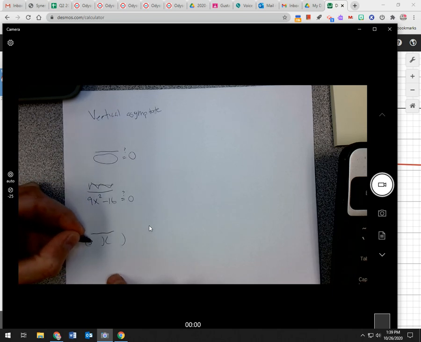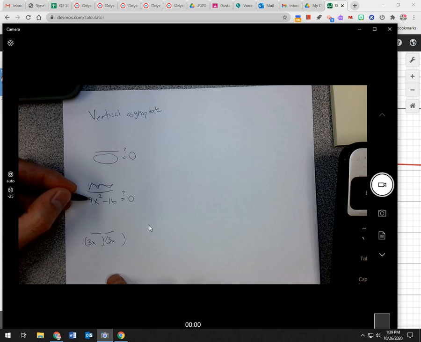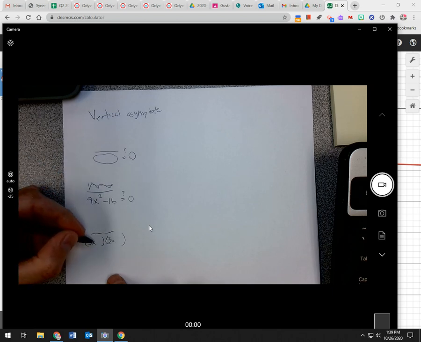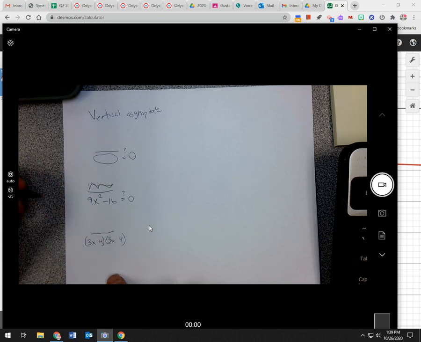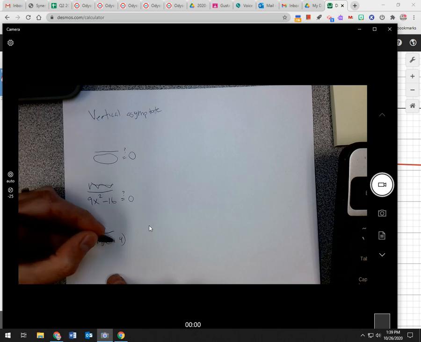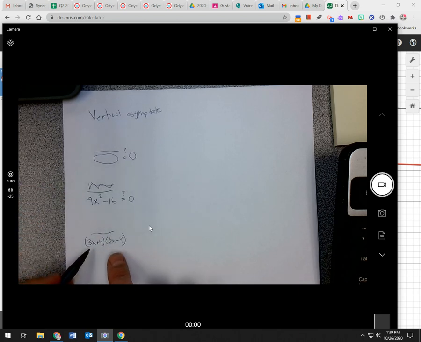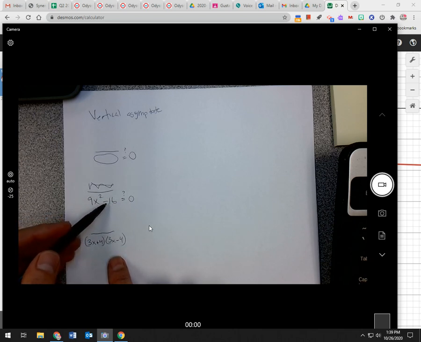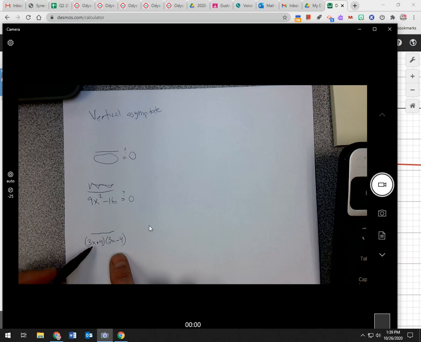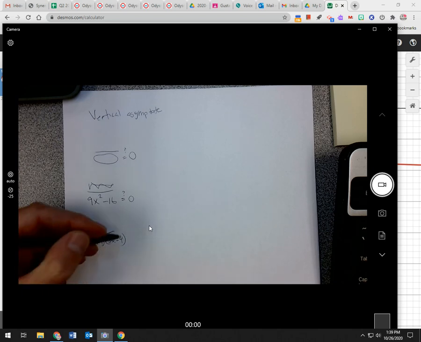So that can be factored to 3x times 3x is 9x squared. 4 times 4 is 16. Now, I haven't looked ahead yet to know if that's the style, the difference of perfect squares, the type of question they're going to ask. But I know there's at least one problem that asks about squared, which means you're going to have to factor.